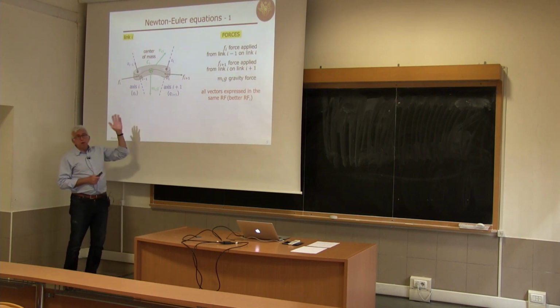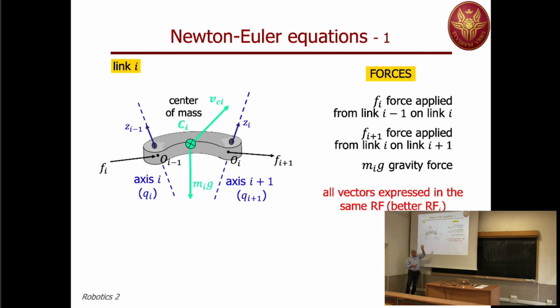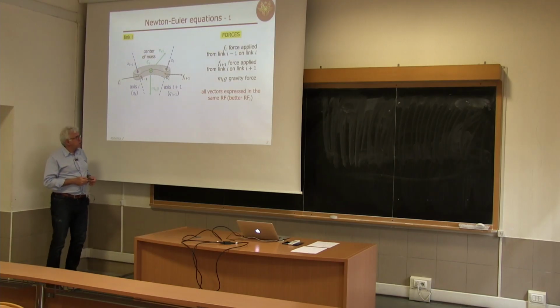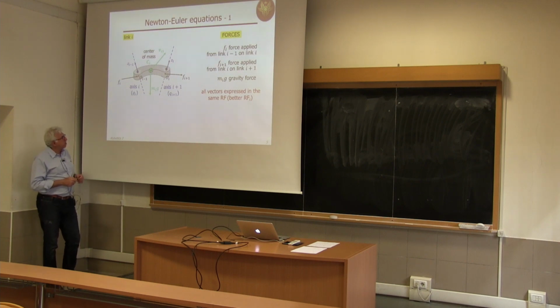Similarly, F_{i+1} will be the force that this body applies to the following link. And again, this force will be applied to the origin of frame i. Now, if we look at all these vectors, velocities, accelerations, forces, everything should be expressed in the same frame. And in fact, we will use the local frame, so the concept of moving frames, to do this balance. So we will use reference frame i, although this equality holds for any chosen frame.